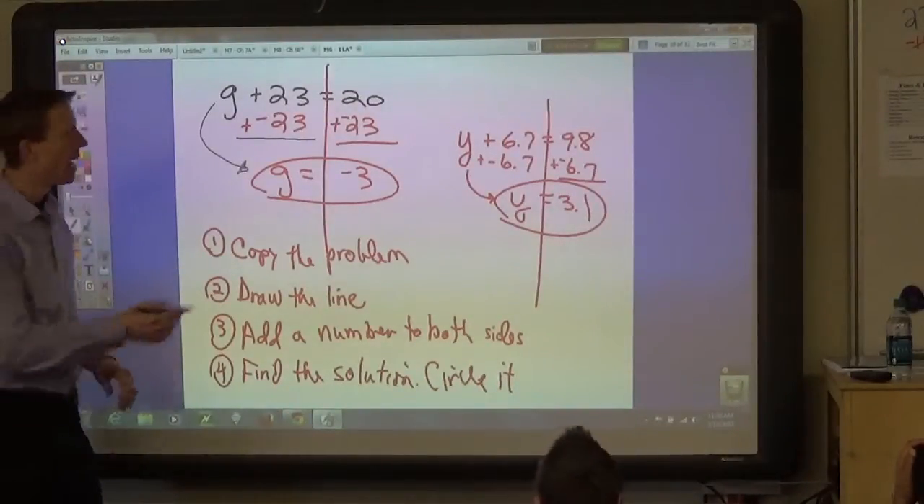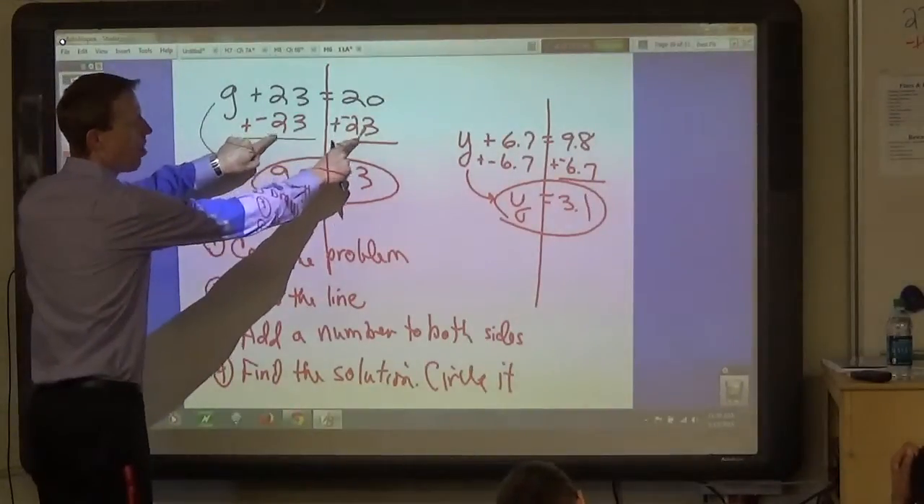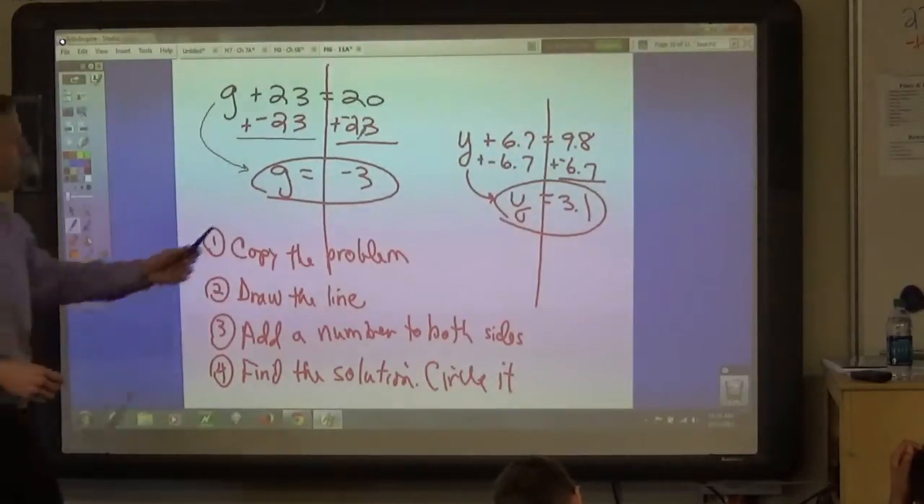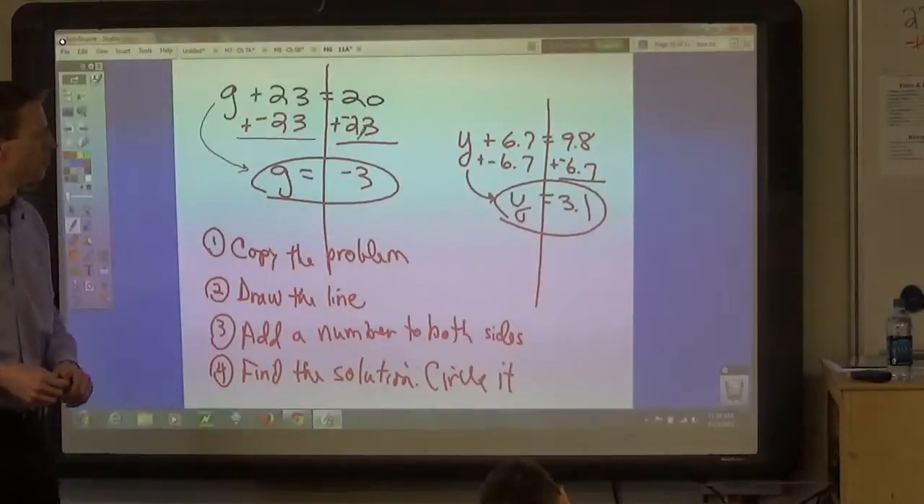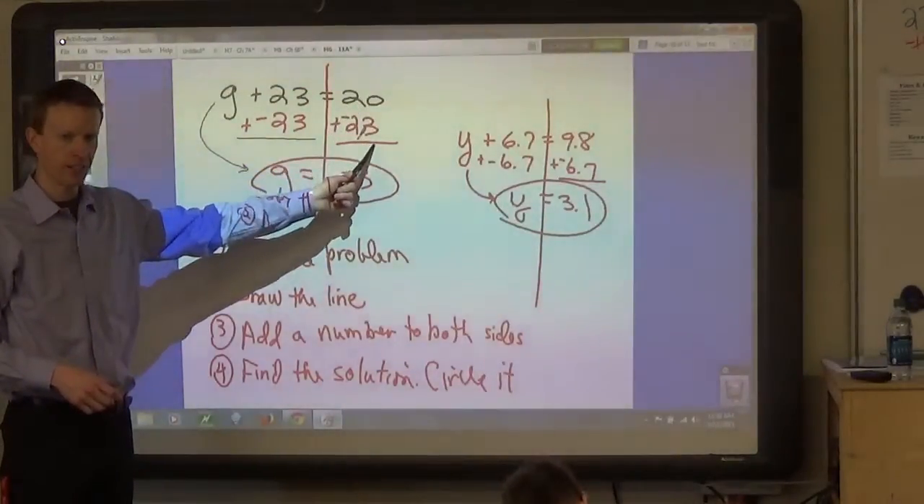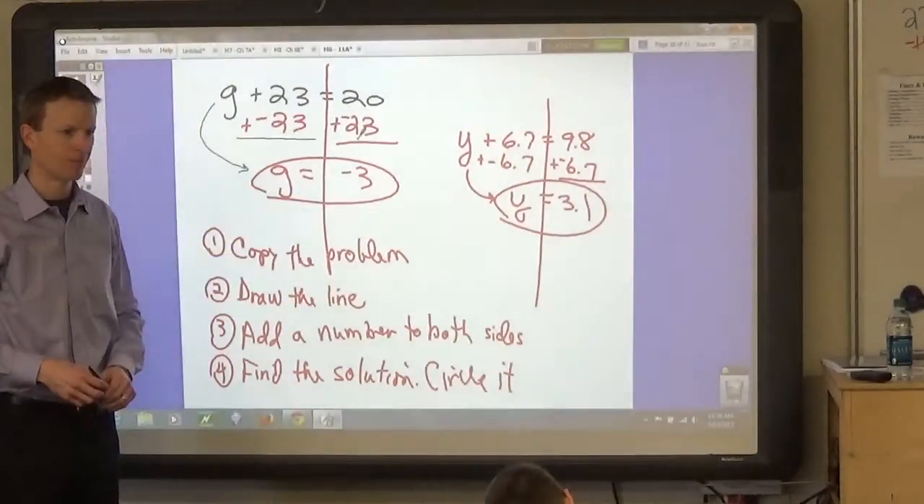Then add the same number to the other side. So we're adding the same number to both sides. Always add the same number to both sides. And then find the solution. In this case, 20 plus negative 23 is negative 3, right?